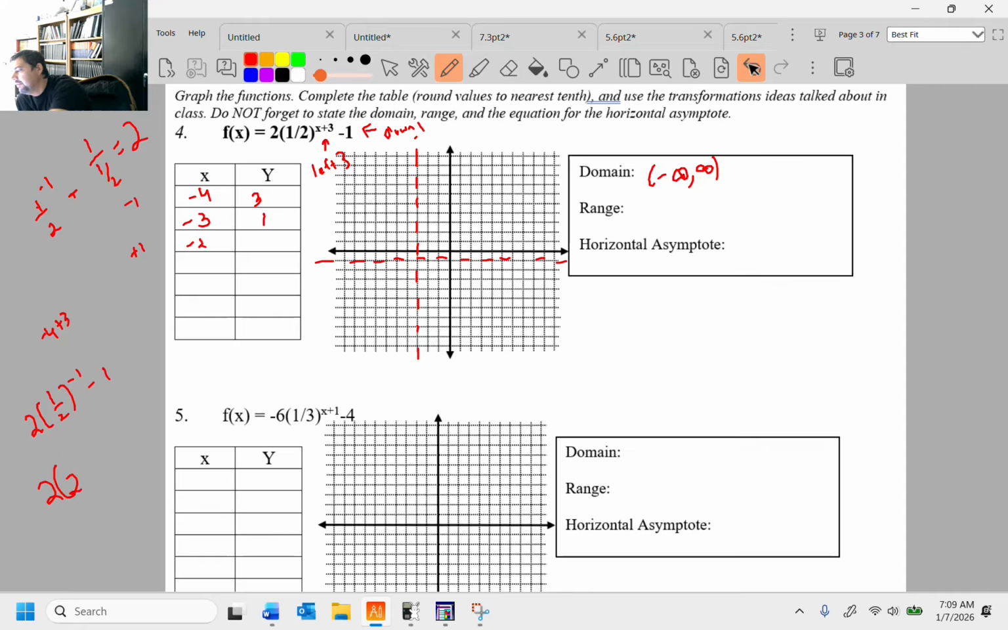Oops, forgive me. And then I have the -1. Now a half to the first power is just a half. Anything to the first power is itself. 2 times a half is 1. 1 minus 1 is 0. And there's my 3 points.